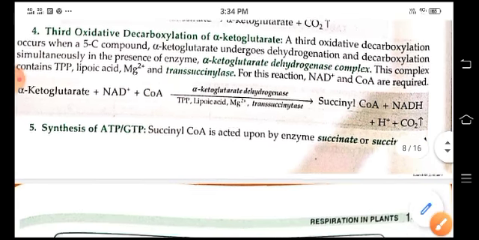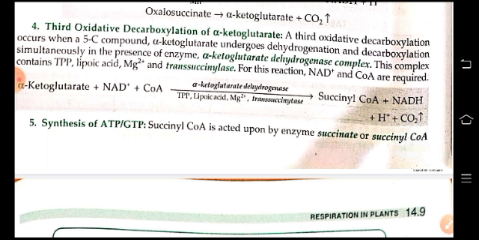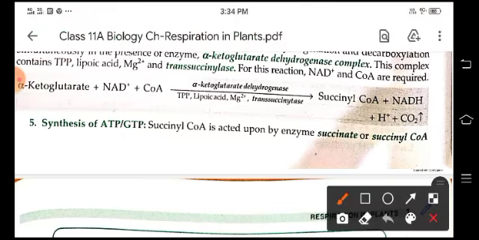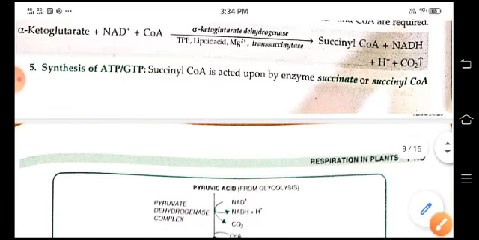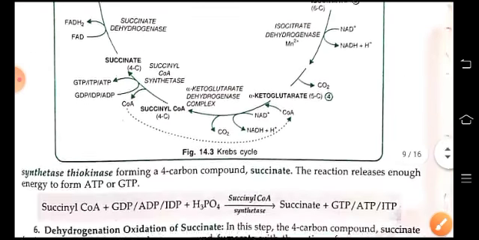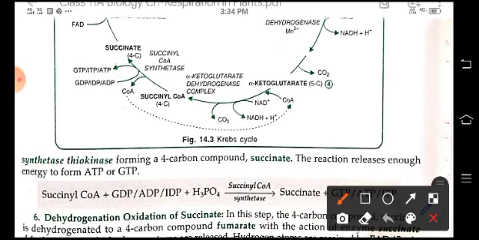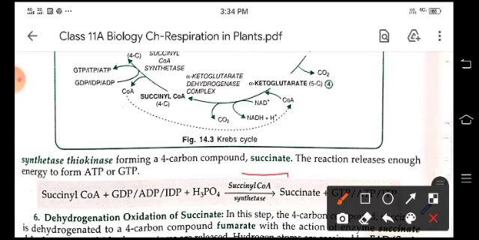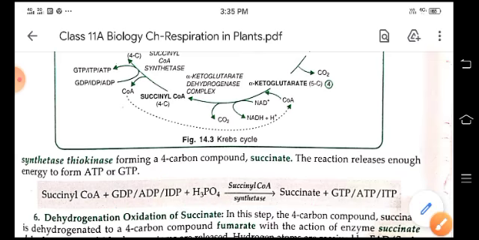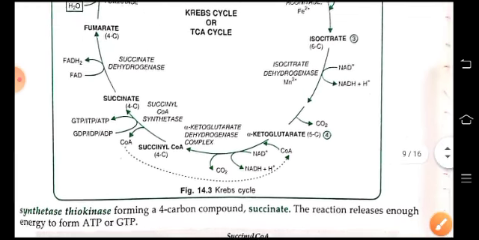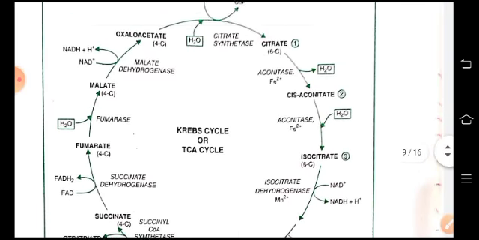Now synthesis of ATP or GTP. This succinyl coenzyme A is again acted upon by enzyme succinyl coenzyme A synthetase, and forms the 4-carbon compound succinate. That reaction releases enough energy to form the ATP or the GTP. So succinyl coenzyme A plus GDP, either ADP or IDP, forms the succinate plus GTP, ATP or ITP.